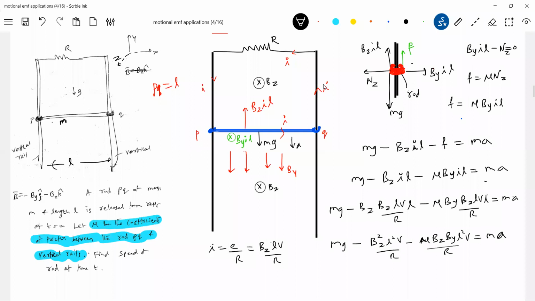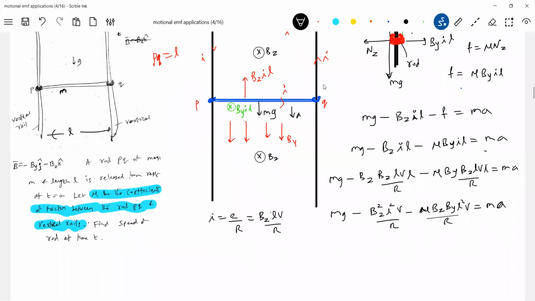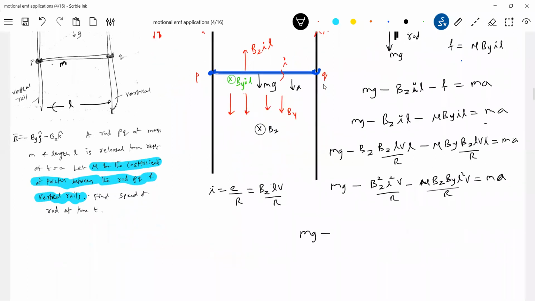I think now you know integration. Apply that integration and try to solve. V you take common. And I think I'll leave the mathematics to students. Please do work out. So B_z squared L squared over R plus mu B_z B_y L squared over R, times v, equal to M dv by dt. Adjust all the things, you'll get the expression again for v as a function of time, and that's what he's asking. Find the speed of the rod at time t.